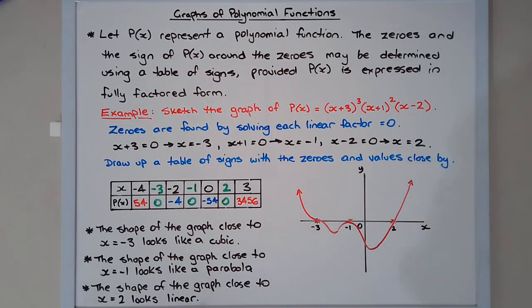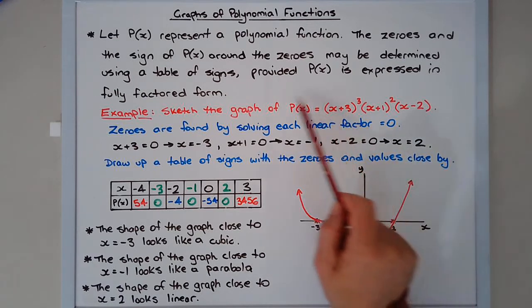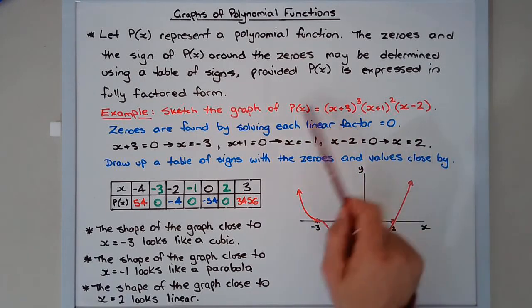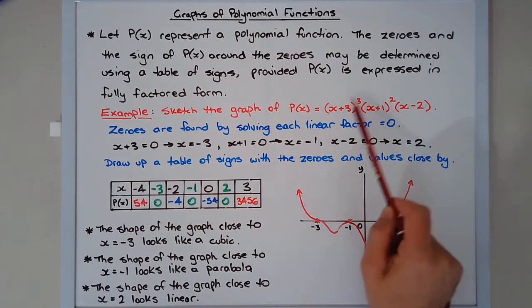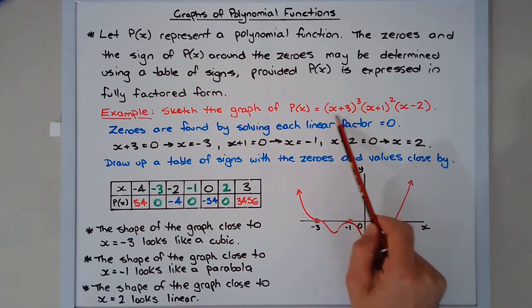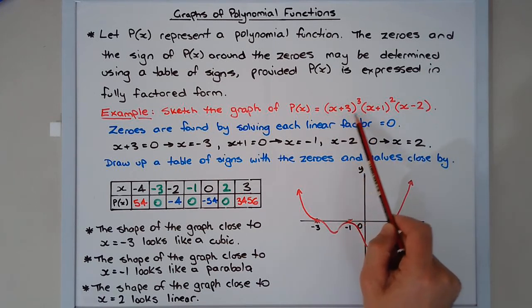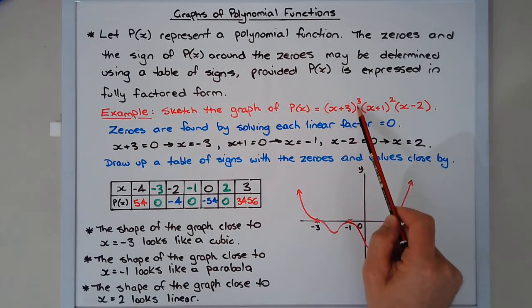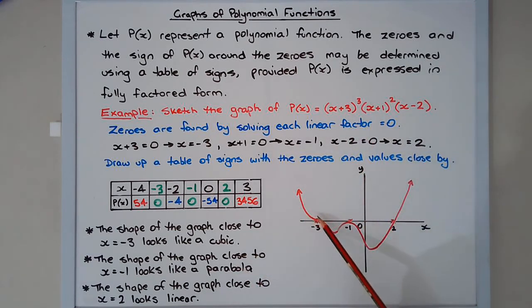Now something to note here is that the shape of the graph close to x equals negative 3 looks like a cubic. And if you look at the polynomial p of x equals (x plus 3) all cubed, the zero x equals negative 3 belongs to this linear factor, and you can see that this linear factor is raised to the power of 3. So therefore, it would resemble a cubic shape around that zero.